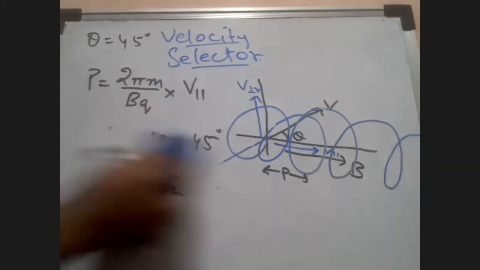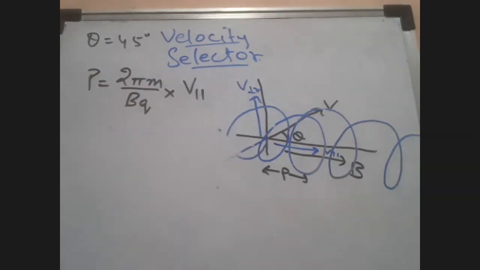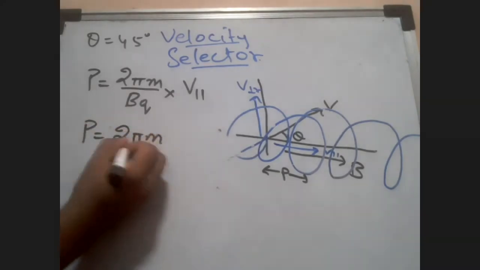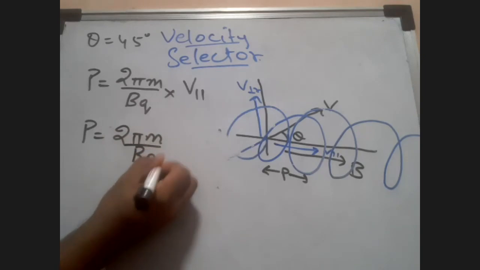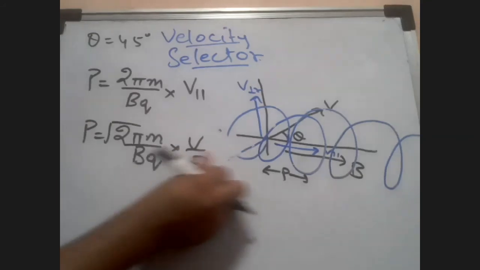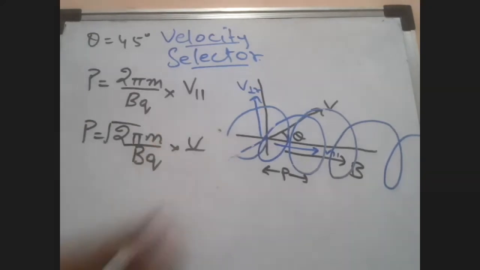Apply the formula there. What will you get? P is equal to 2 pi m upon BQ into V by root 2. This root 2 becomes root here and goes from here. Is this understood? Okay.